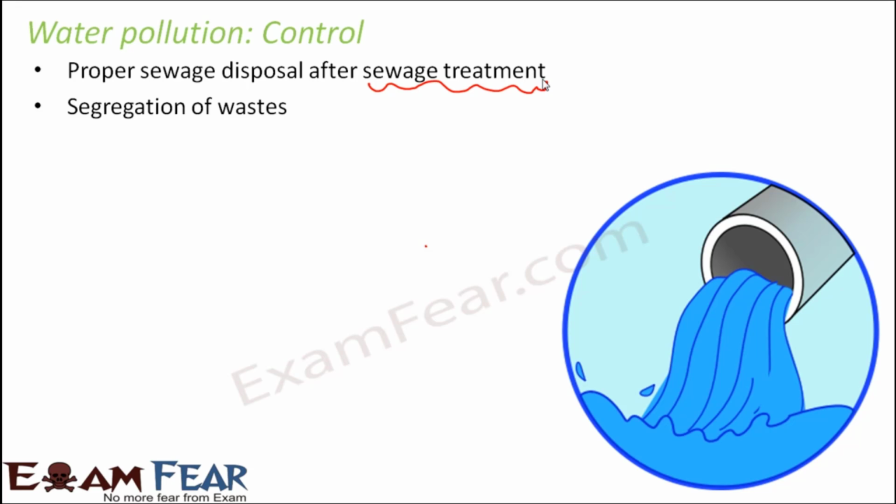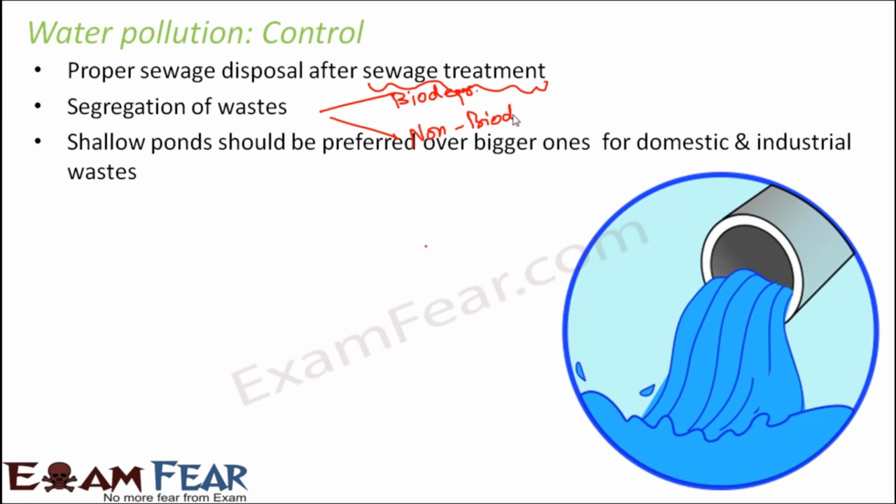Segregation of wastes is also important, so that the biodegradable wastes and the non-biodegradable wastes are kept separately. As we saw, the biodegradable wastes can be further broken down to recycle them for some other uses, whereas the non-biodegradable wastes like plastics cannot be further broken down. Now if we mix the biodegradable and the non-biodegradable, then even the biodegradable cannot be recycled in any way, because it is mixed up with the non-biodegradable ones. So both the wastes should be segregated.